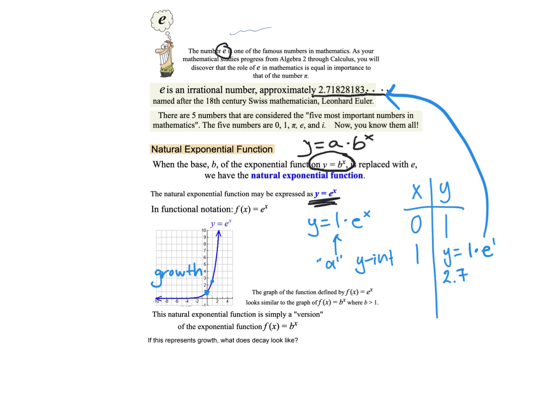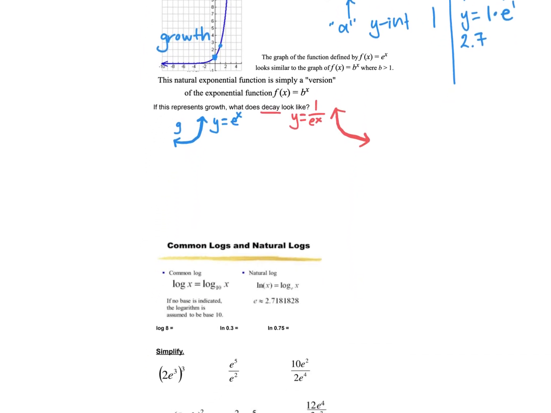Now, this growth function looks like a graph like this. We were talking about a growth function being y equals e, again, which is 2.71, to the x power. What does a decay function look like? A decay function would be the inverse of a growth function. So that formula would be y equals 1 over e to the x power. And what would that graph look like? Just a very rough sketch would be the opposite. It would look like it was decreasing or going down like that. Okay. I'm going to move on to page 2 here.